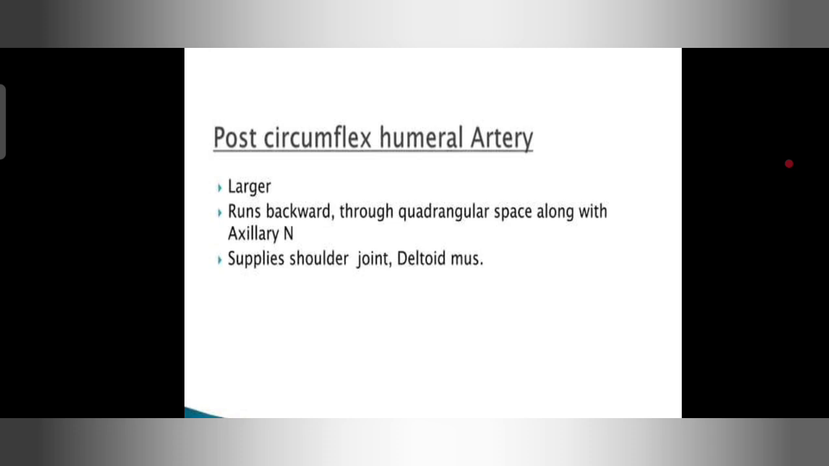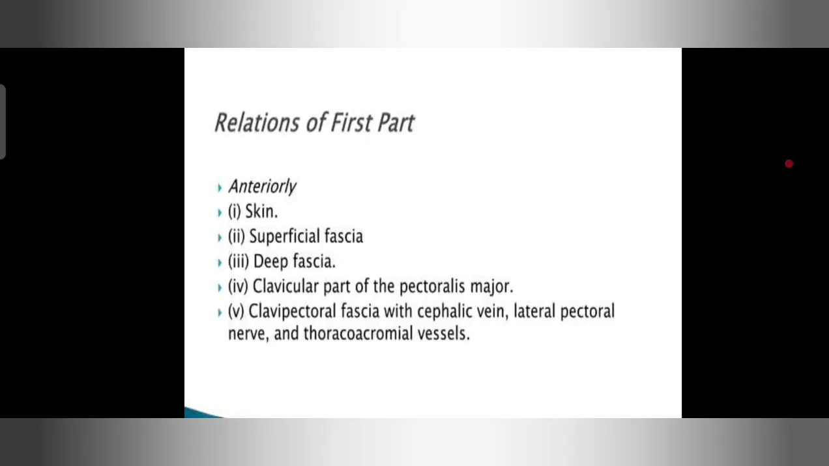Next is the posterior circumflex humeral artery. It is a larger branch of the third part of the axillary artery. It runs backward through the quadrangular space along with the axillary nerve, where it supplies the shoulder joint and the deltoid muscle. Next is the relation of the first part.